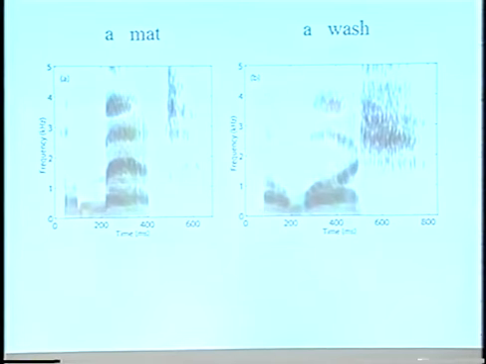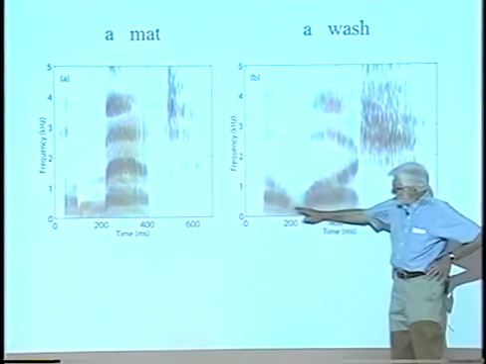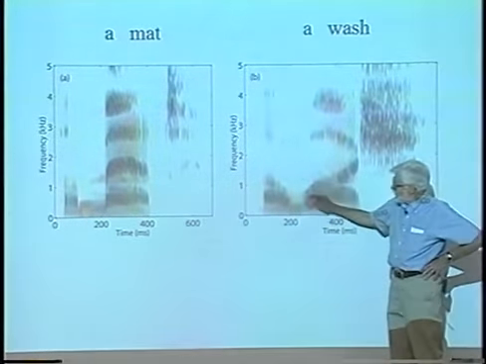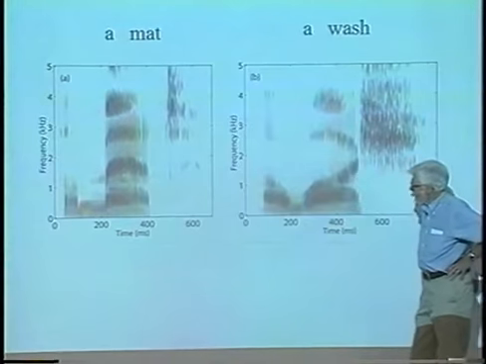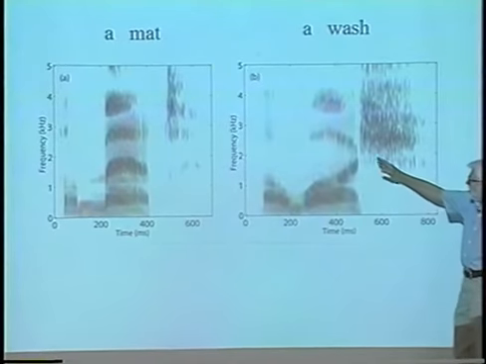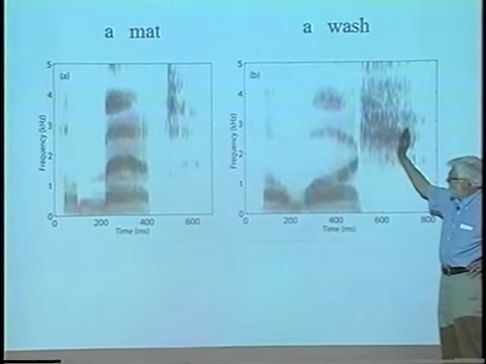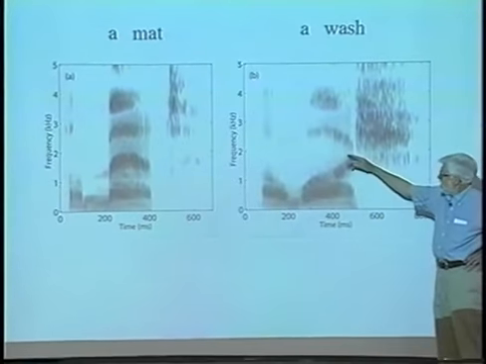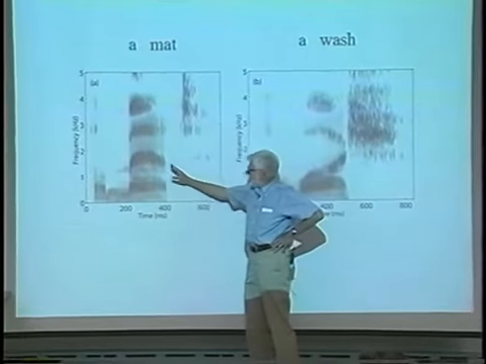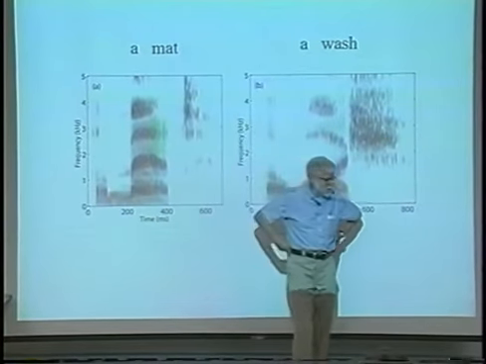In the case of this glide, you have this minimum, and the way the spectrum is changing in the vicinity of that minimum will tell you that it's the w and not a y, which are the two possible glides. Then you have other features, like this is a plus continuant. It's a fricative because it has continuous noise. Here we have an interval of silence, and of course it's a stop consonant. Okay.